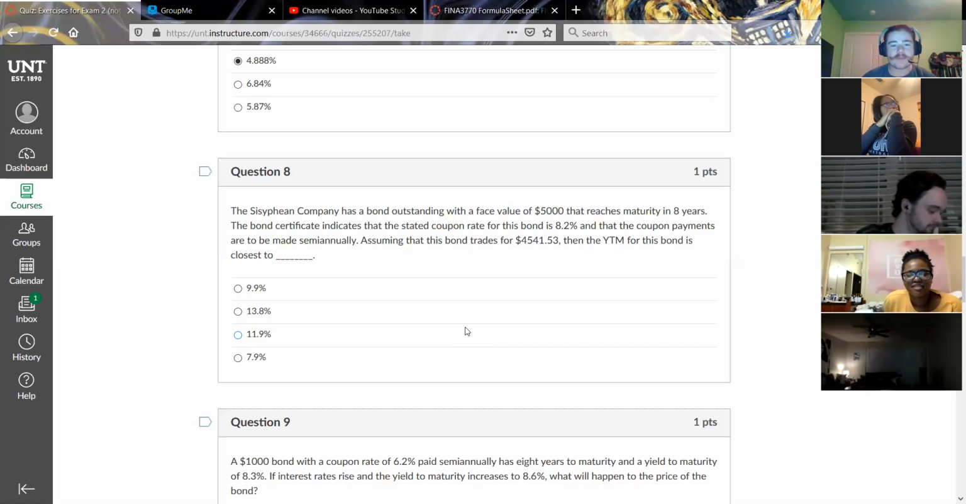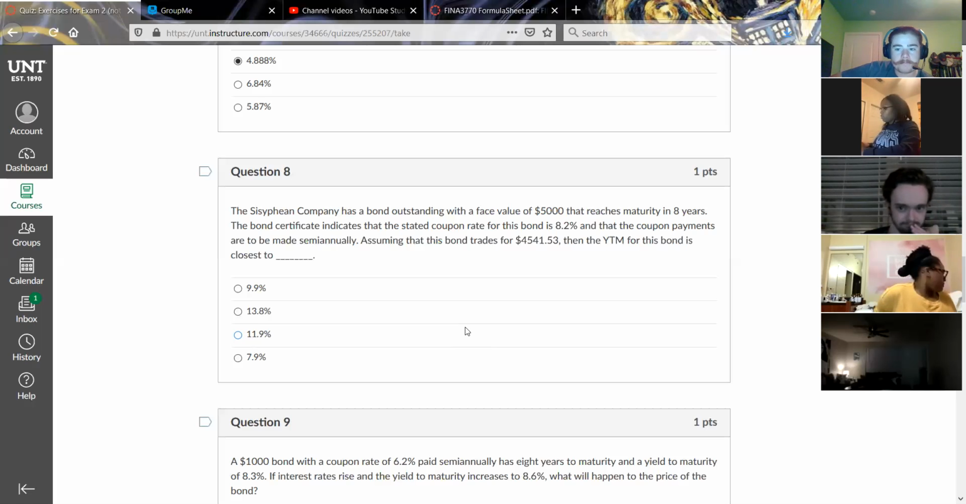So, this company has an outstanding bond with a face value of $5,000 that reaches maturity in 8 years. The bond certificate indicates that the stated coupon rate for this bond is 8.2% and that the coupon payments are to be made semi-annually. Assuming the bond trades for $4,541.53, then the yield to maturity for this bond is closest to what percentage?